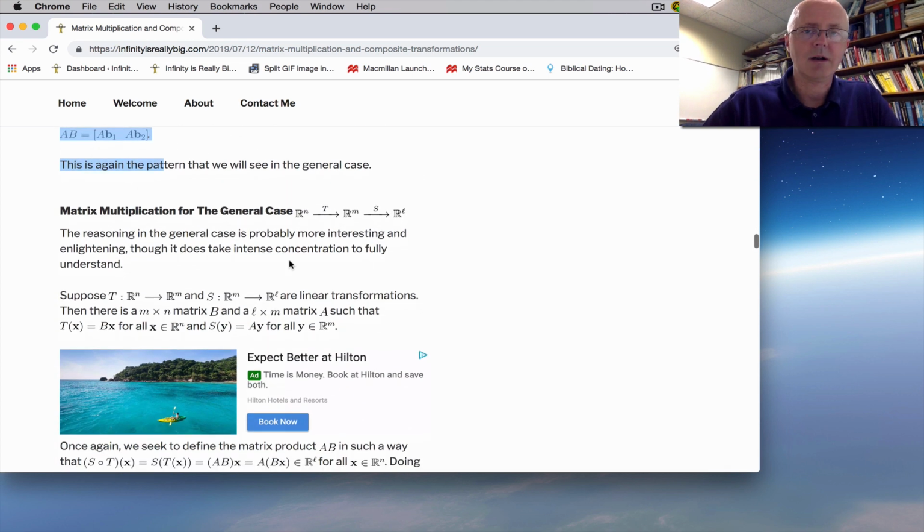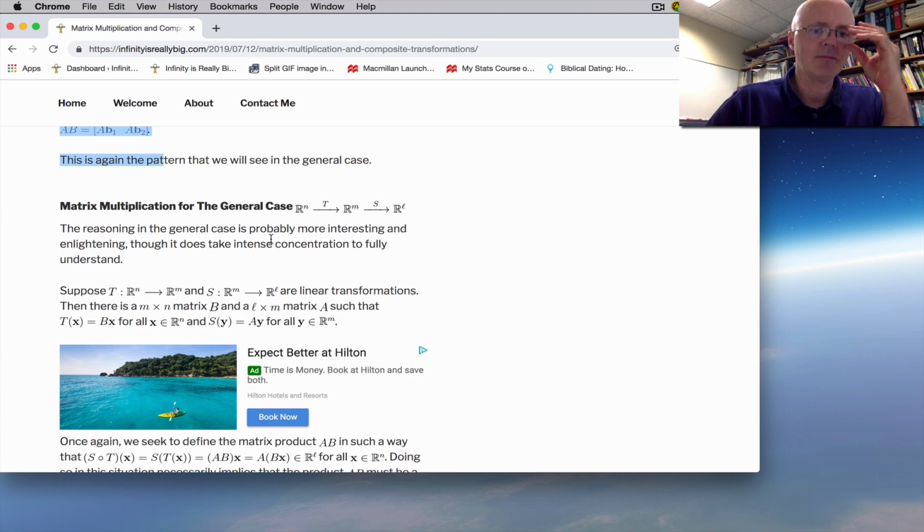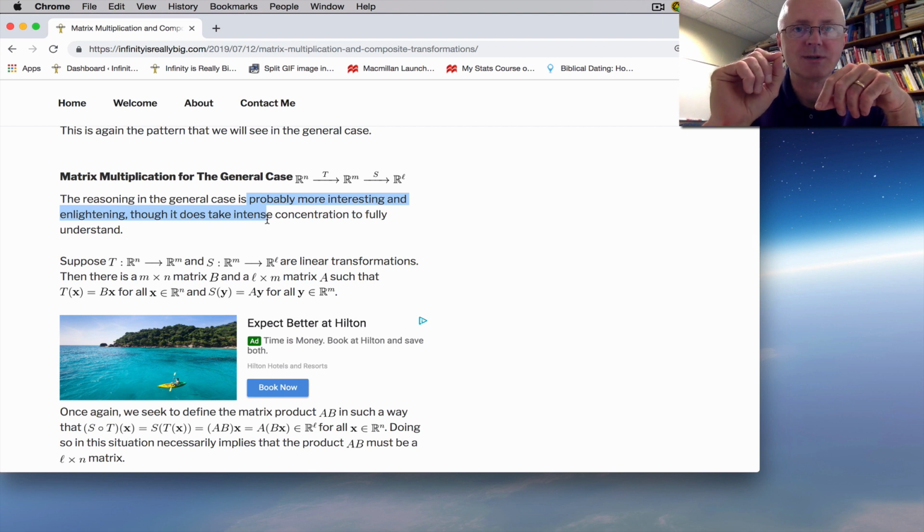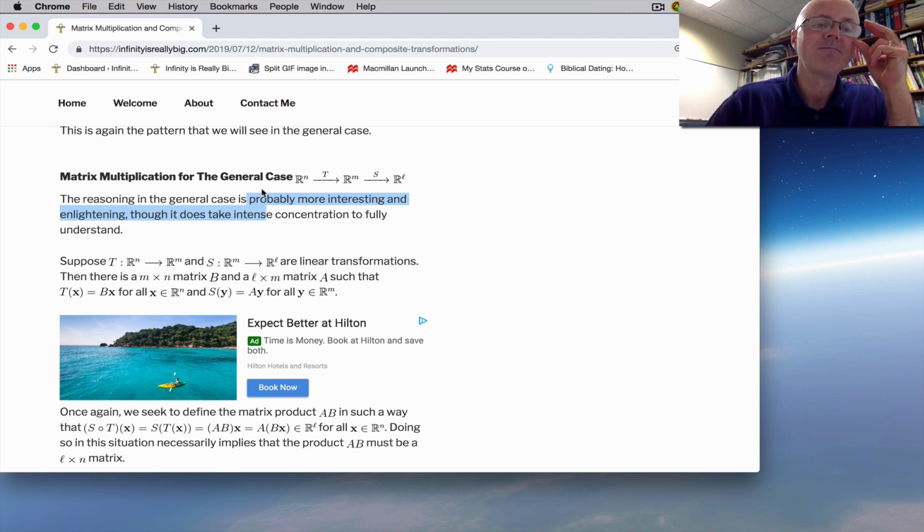Now we're on to the general case. So now we're going to go a little slower. The general case is actually a bit more interesting and even enlightening once you get it. The hard part is getting it at first. It takes intense concentration to fully understand. And by the way, again, hang on for the visuals that come in the examples. There are going to be some visuals to come.